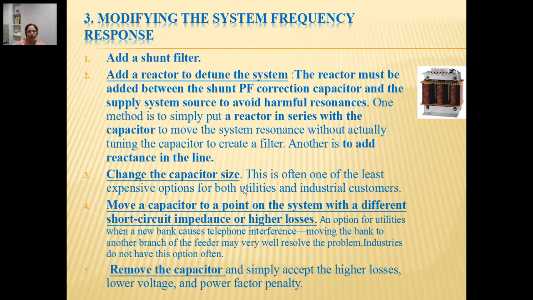The third option is to change the capacitor size. This is often one of the least expensive options for both utilities and industrial customers, because we have to only change the capacitor size, by which the reactance offered will be changed and it will change the frequency response. Another option is to move a capacitor to a point on the system with a different short circuit impedance or higher losses. Now this is another option for utilities. When a new bank causes telephone interference, moving the capacitor bank to another branch of the feeder may resolve the problem.